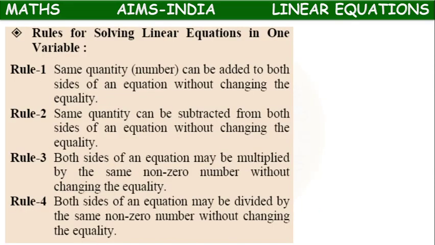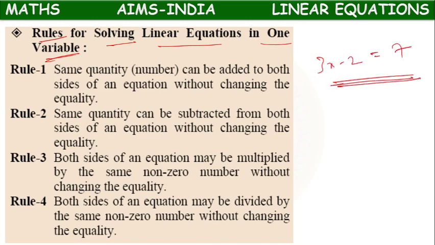Next, here we have to follow some rules for solving linear equations in one variable. 3x minus 2 equals to 7 is a linear equation in one variable x. For solving this kind of linear equation, we have to follow some rules. Rule 1. Same quantity or same number can be added to both sides of an equation without changing the equality.